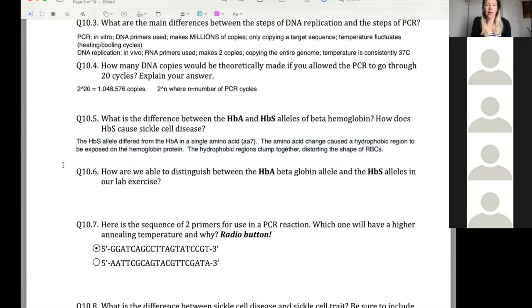So, if we understand that these two alleles had slightly different DNA sequences, just a single amino acid change, which actually came down to a single DNA nucleotide change, a single nucleotide change. How are we able to distinguish between the wild type and the disease alleles in the lab exercise? How did we reveal who had the HBA allele and who had the HBS allele?